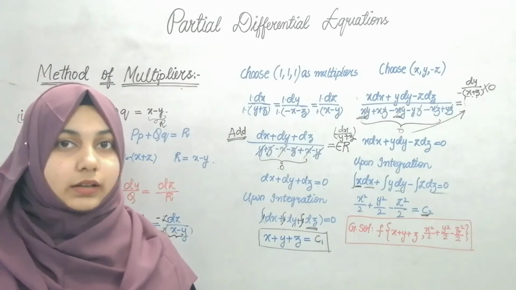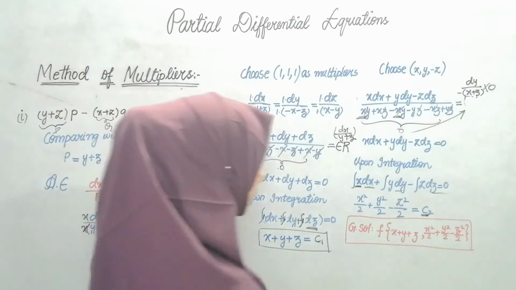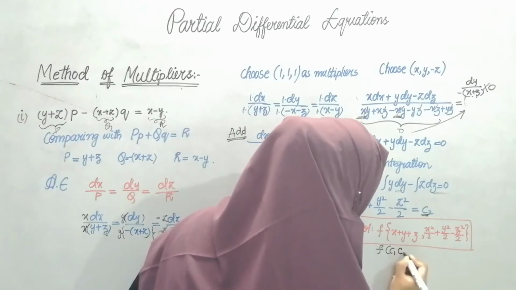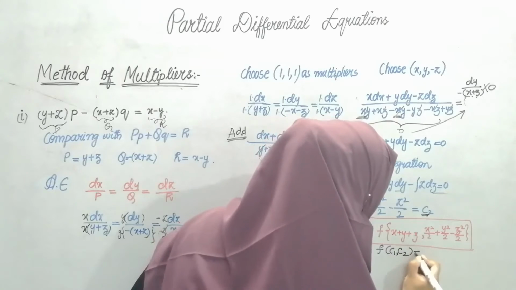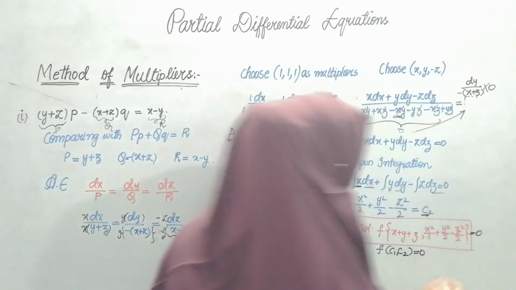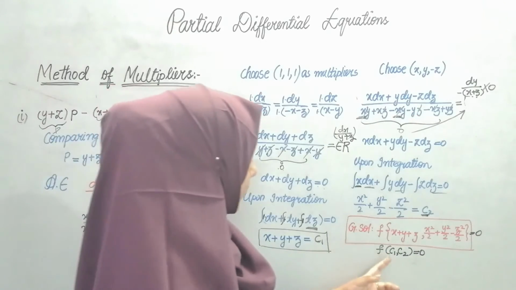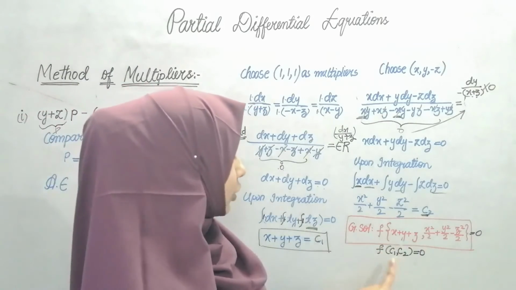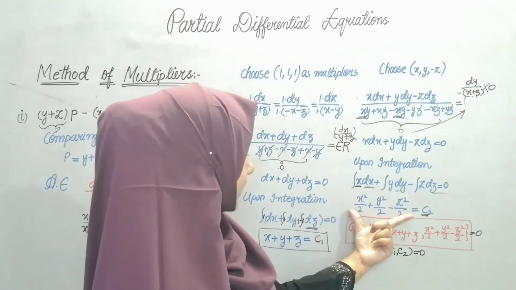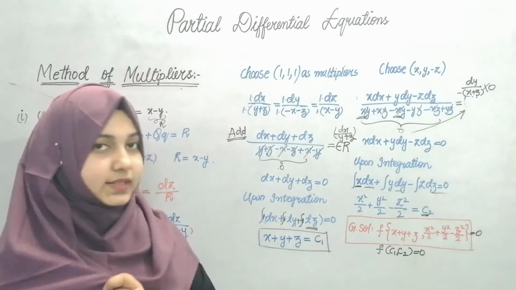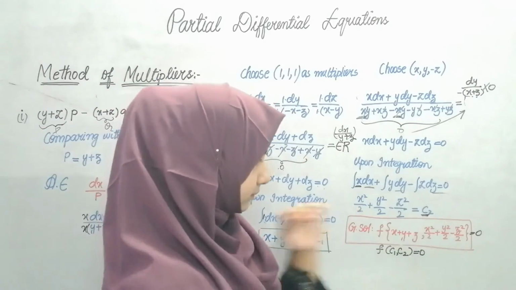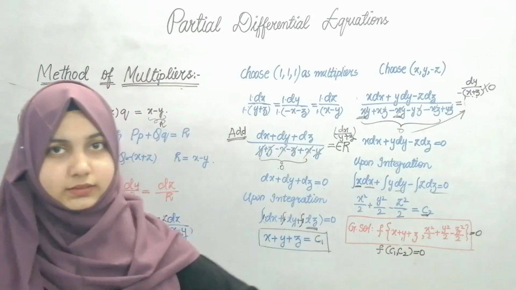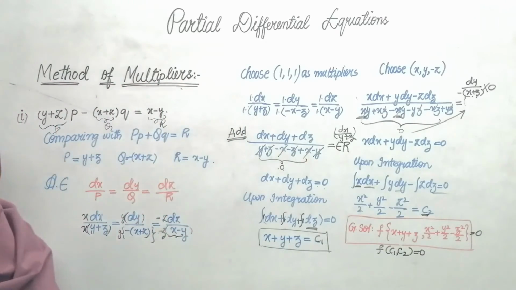Now what is my general solution for this? The general solution, I know, is f of c1 comma c2 is equal to 0. So that's what I'm writing here. General solution f of, what is c1 I got? x plus y plus z, comma, what is c2? This entire term, x square by 2 plus y square by 2 minus z square by 2. That's what I wrote, is equal to 0. Done? Clear? I think you got this.